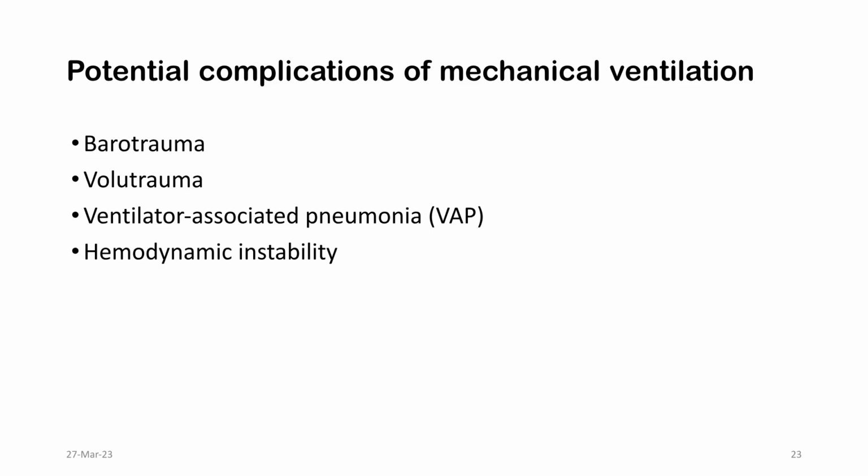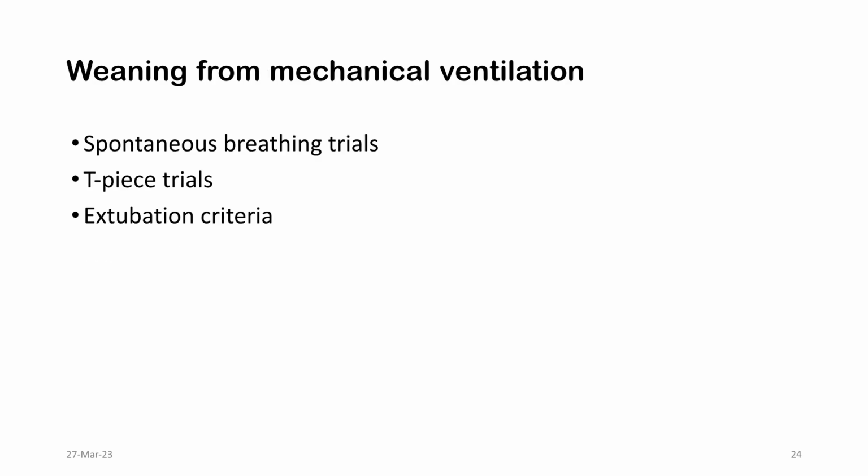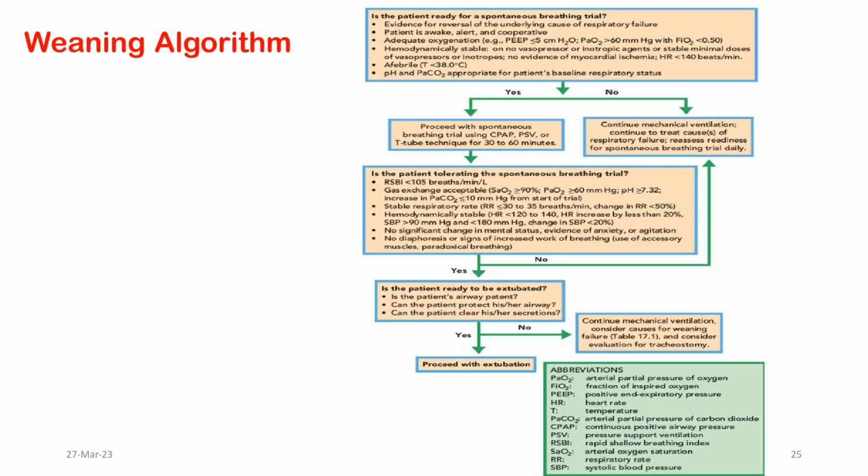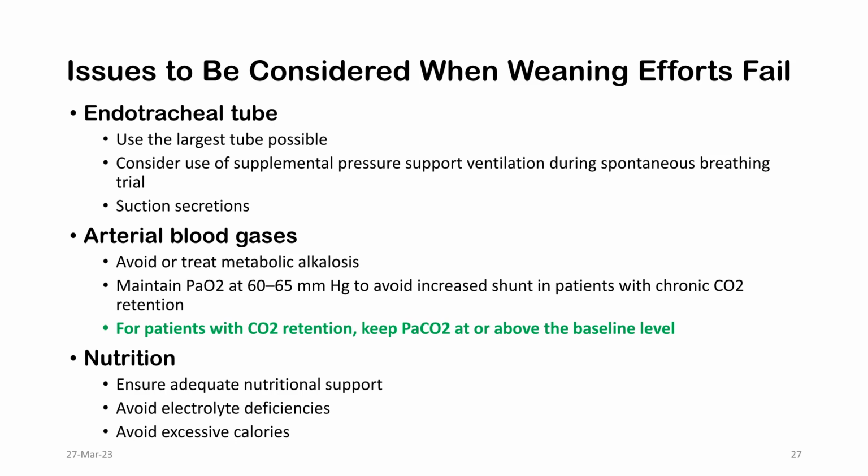Potential complications of mechanical ventilation include barotrauma, volutrauma, ventilator-associated pneumonia, and hemodynamic instability. Weaning from mechanical ventilation involves spontaneous breathing trials, T-piece trials, and extubation criteria. This slide displays a weaning algorithm for mechanical ventilation. This slide is blank.